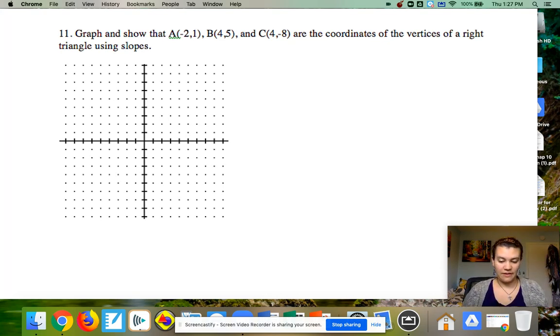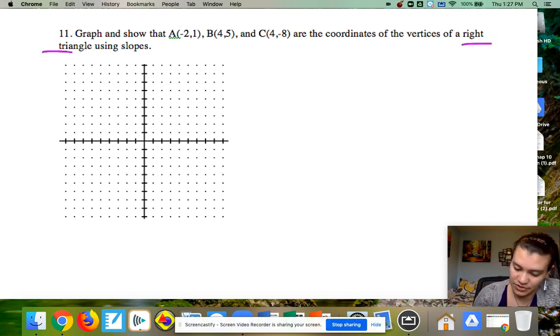So here we want to graph and show that these 3 points make a right triangle using the slope. So plot the points first. So you're at -2, +1. There's A. And 4, 1, 2, 3, 4, 5 is B. And C, you go to 4 and then -8. 6, 7, 8.